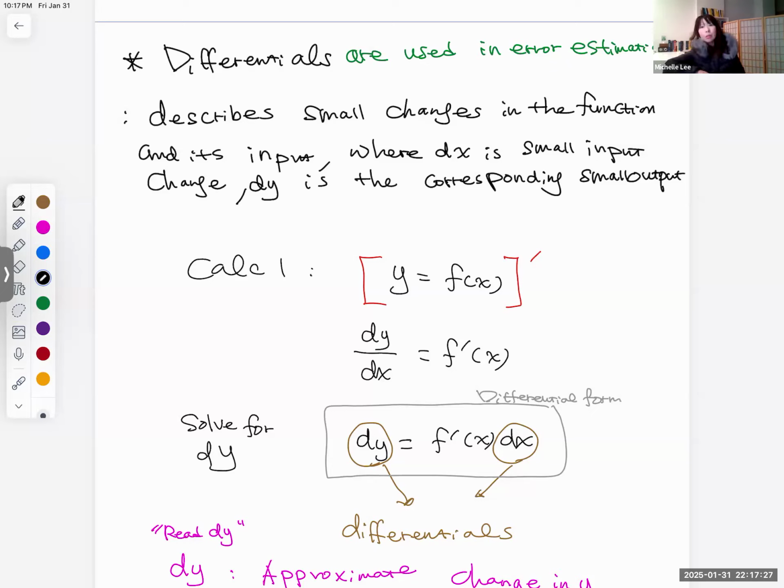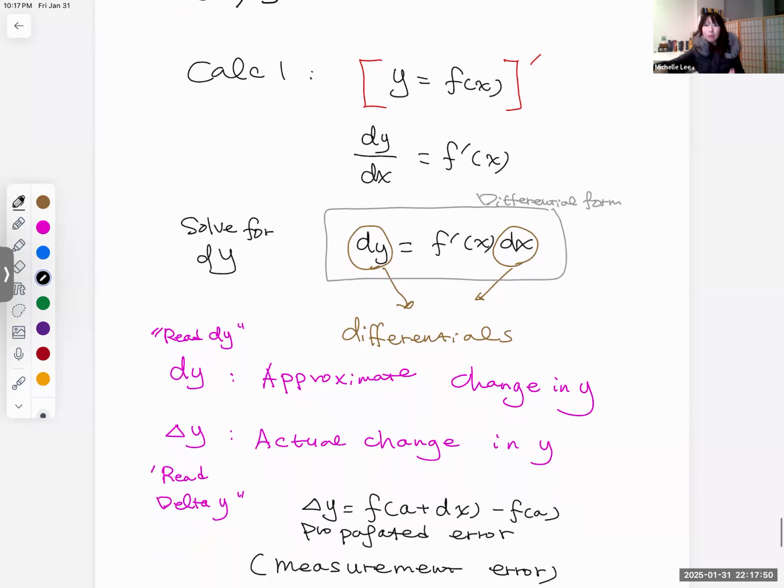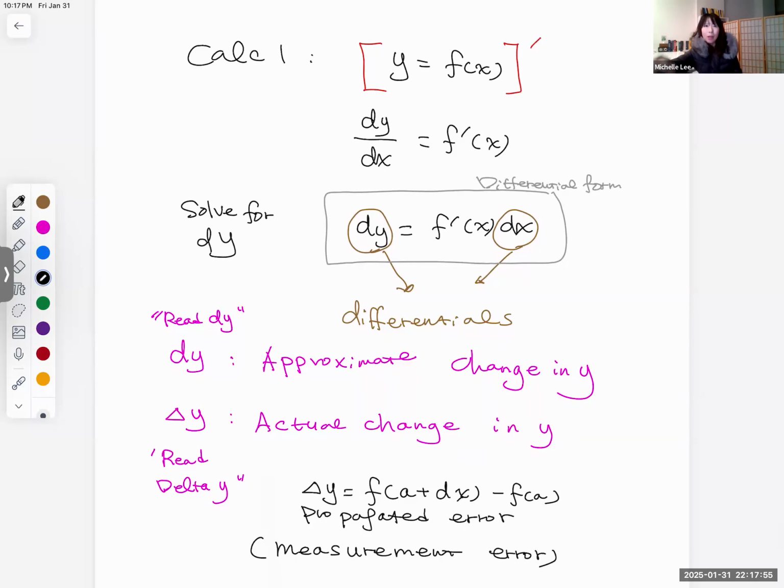So in calculus 1, we started from the equation y equals f of x, function notation. We want the derivative. Then on the left side, we had dy over dx, and on the right side, we have f prime of x. That is the same as Leibniz notation, right? Then we solve for dy: dy equals f prime of x dx. We call these differentials because we are using dy and dx. As I just explained, dy is a small change in output, and dx is a small change in input, right?